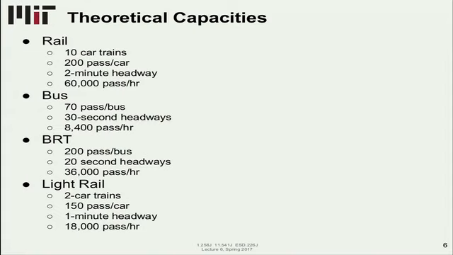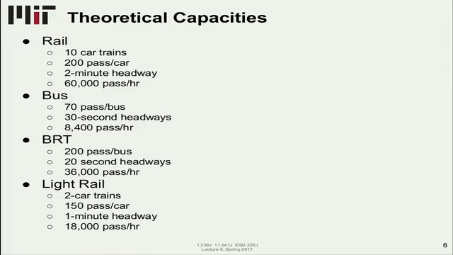So let's look at some theoretical capacities now. So in this slide, we are looking at kind of high-end, upper bounds almost on these modes. So for rail, let's assume a very long train, which is 10 cars long, and it's packed with 200 people per car, and it runs at a high frequency every 2 minutes.